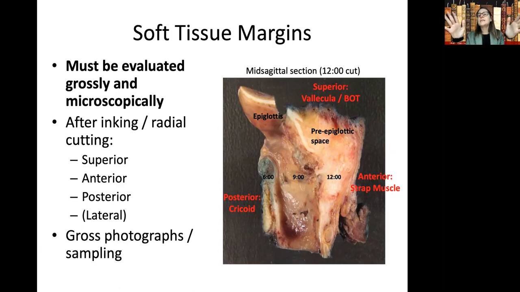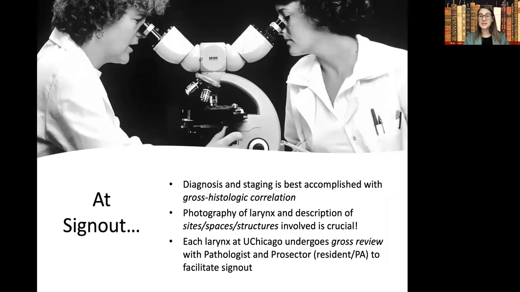That's where we approximate the thyroid gland on either side of the larynx, if that conceptually makes sense. So again, gross photographs and appropriate sampling with descriptions of where you are in the larynx, what clock face you are at, and what cartilages you are sampling is going to be crucial. All right, so at sign out, the diagnosis and staging is best accomplished with this gross histologic correlation, crucial for laryngectomies. So photography of the larynx, description of those sites, those spaces, and those structures is very meaningful.